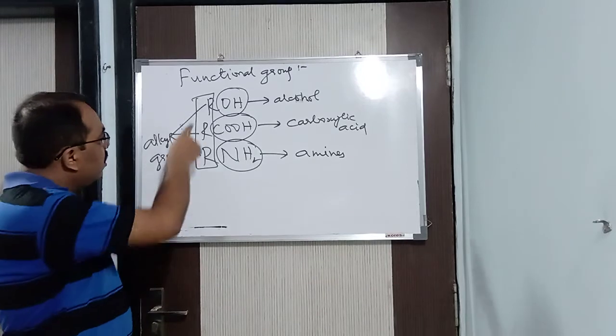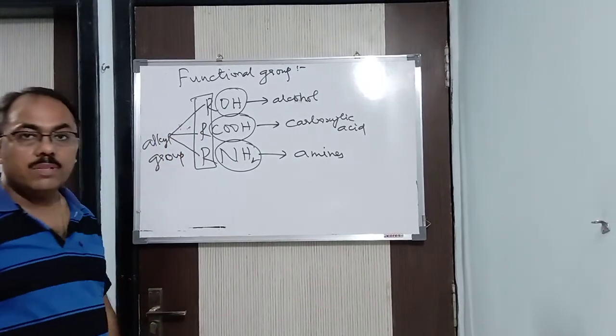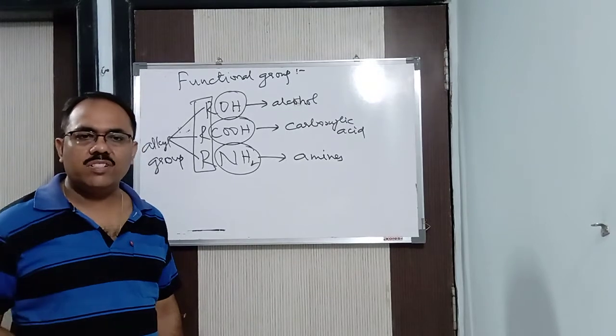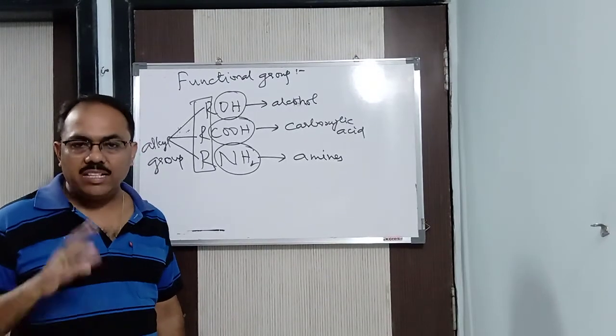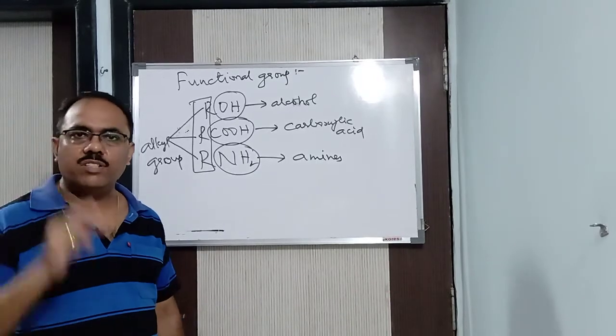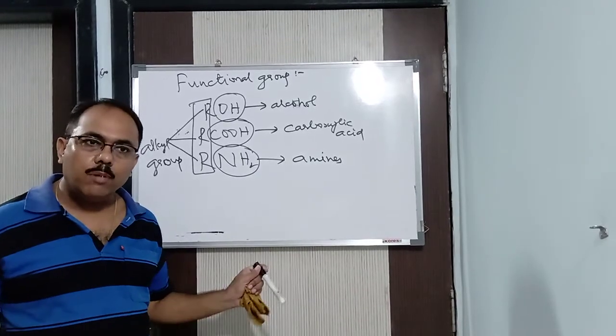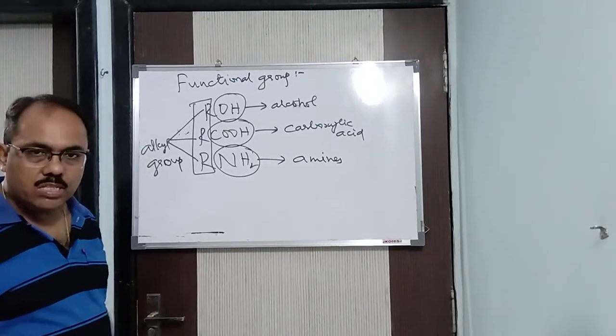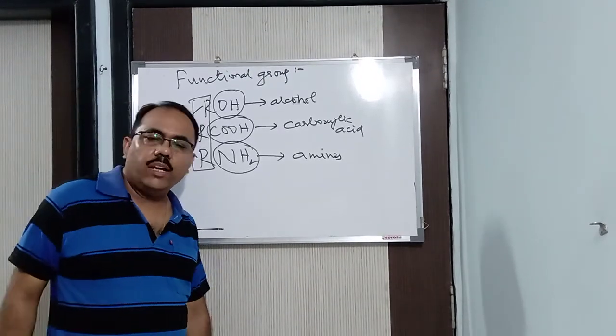The physical properties are determined by the alkyl group. Physical properties means what? Boiling point is a physical property. Melting point is a physical property. Viscosity is a physical property. Density is a physical property. Solubility is a physical property. Refractive index is a physical property. So these are the physical properties which are determined by the alkyl group. You will be studying it later on, as you go on studying organic chemistry.